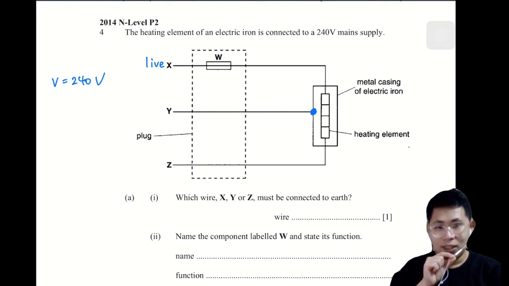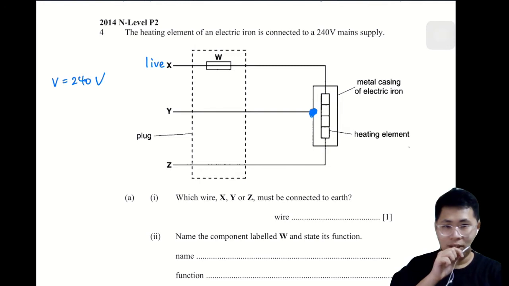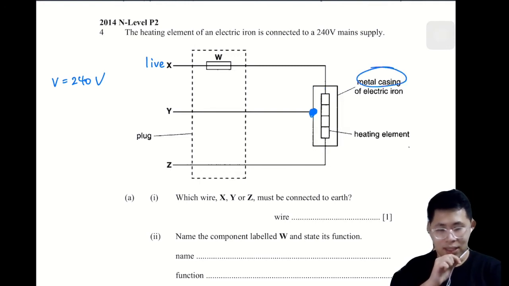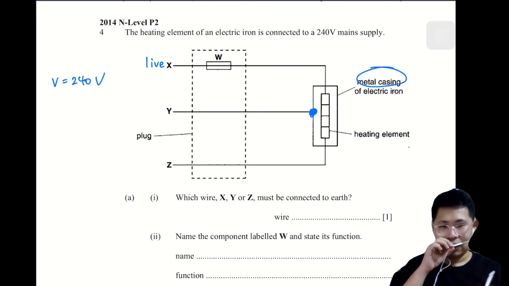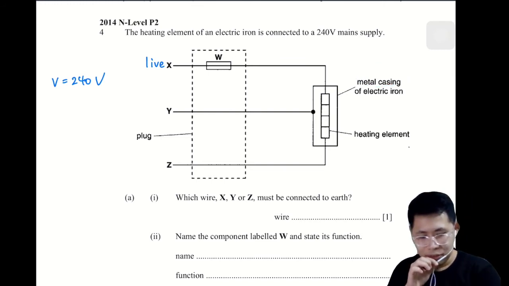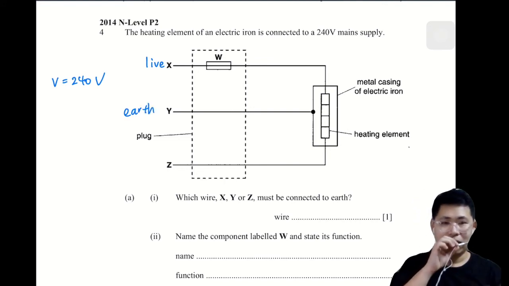Y is connected to the appliance at this point, and this square part, if you look at the label, is the metal casing. Is it connected to the thing that you power up itself? No. Since Y is connected to the metal casing, it is connected to the earth wire. Earth wire always connects to metal casing.